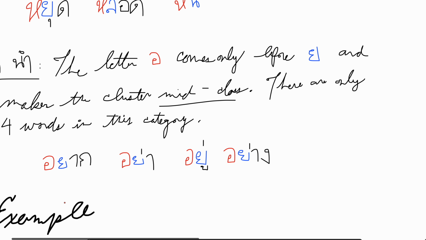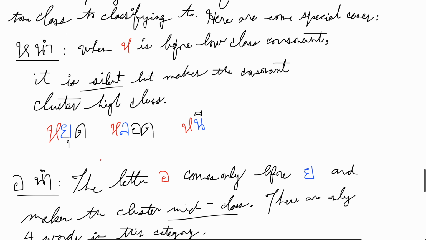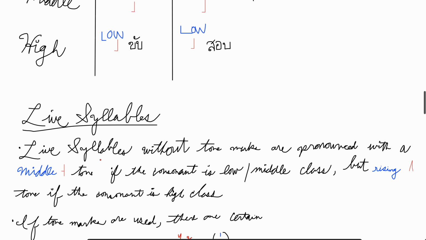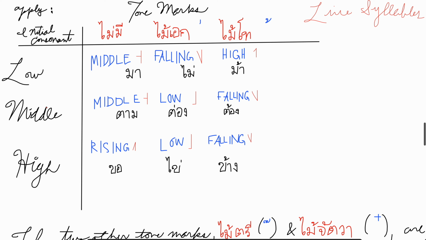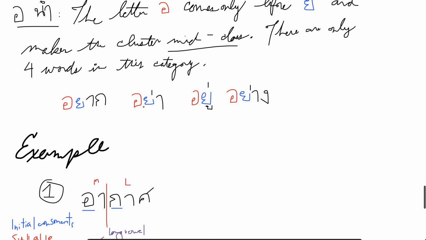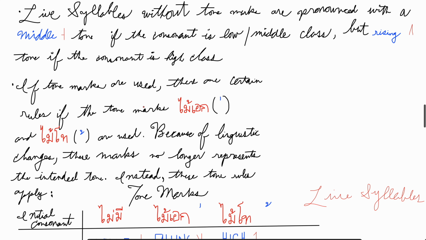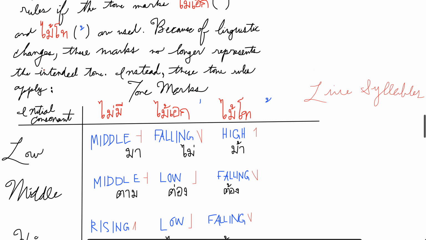So for example, yak, yak like this. How would you actually pronounce it? Well, if it's mid class, it has nothing, so it's yak, yak. How about this one? Ya. It's a high tone. It's high. It's live.